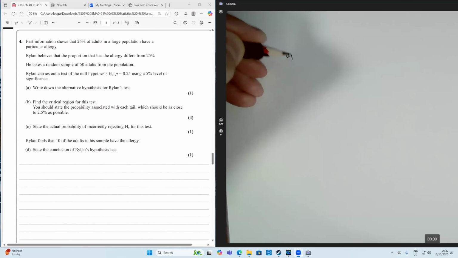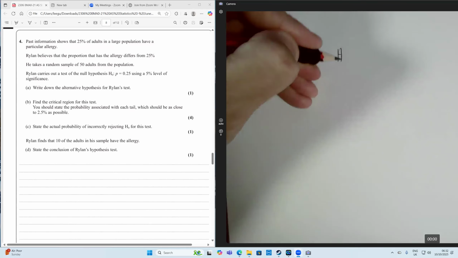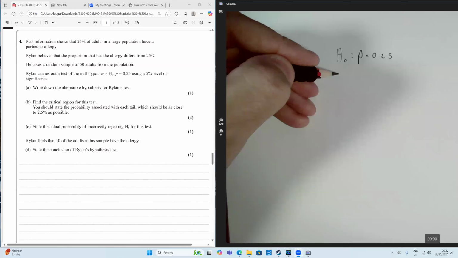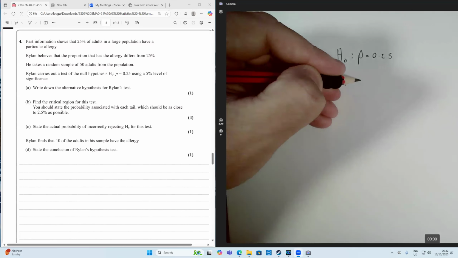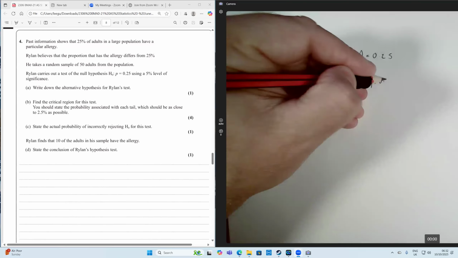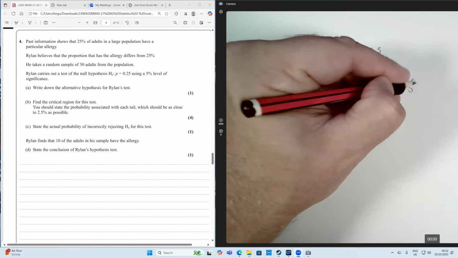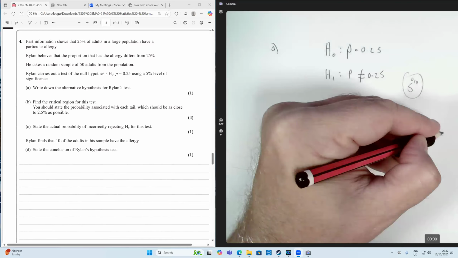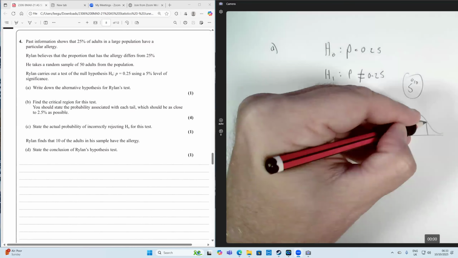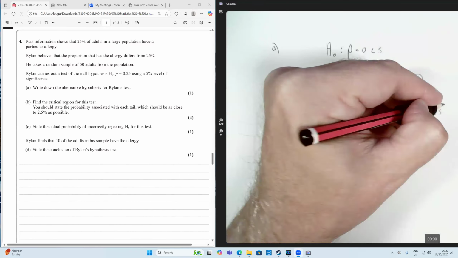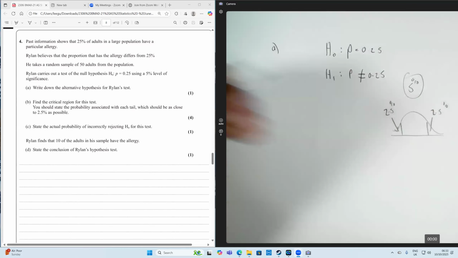So the first thing to note is that we've got a two-tailed test. So our null hypothesis is that the probability is 0.25, and our alternative hypothesis is going to be that it is not equal to 0.25, because we have a two-tailed test. Note that because we have overall a 5% level of significance, we're going to be considering 2.5% at each end of the tail. So remember, you have to split the significance level in half when you are doing a two-tailed test. So that's part A, it is not equal to 0.25.